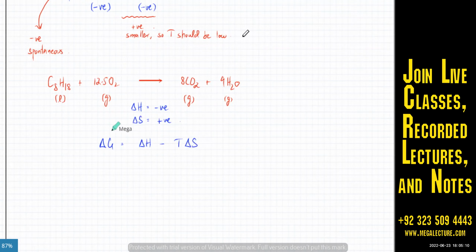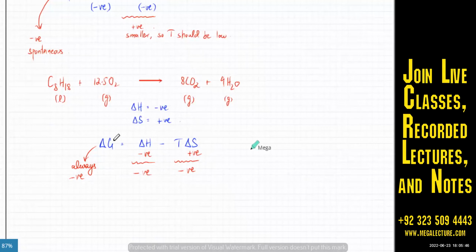Now, enthalpy change is negative. Entropy change is actually positive, right? So this term is negative. Delta S was positive, but it's got a negative sign in front of it. So this side is also negative. So both terms are negative. So delta G in this case would always be negative. Is that clear? It's always negative. There's no possibility of it ever coming out to be positive.